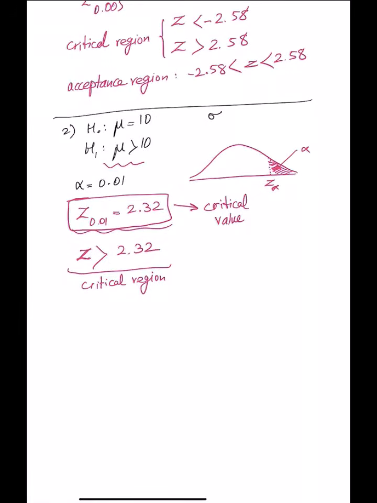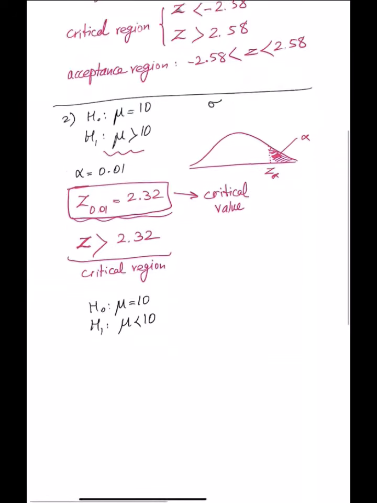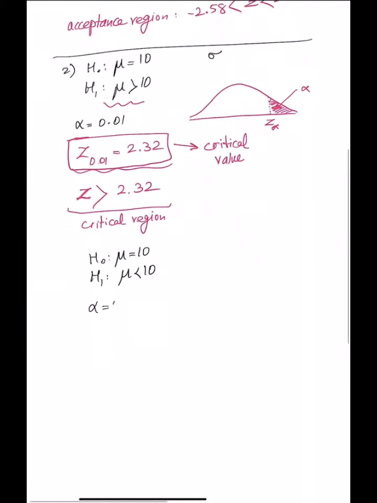If I wanted to calculate the critical region for this test, for example, if mu equals 10, but the alternative hypothesis is mu less than 10, and alpha was still the same number, 0.01, then to calculate the critical region, if I draw the graph of the standard normal, this is going to be basically the critical region. So this area will be alpha, and this is going to be minus z alpha.